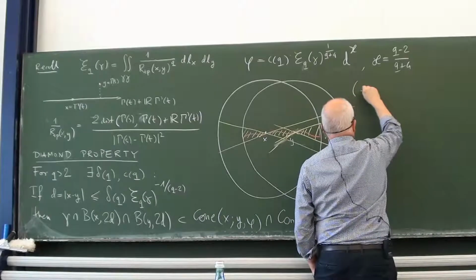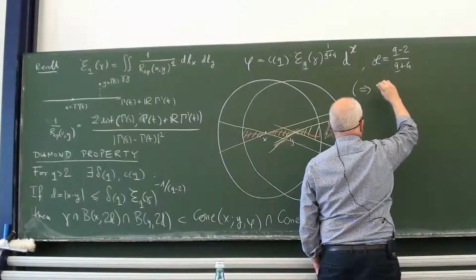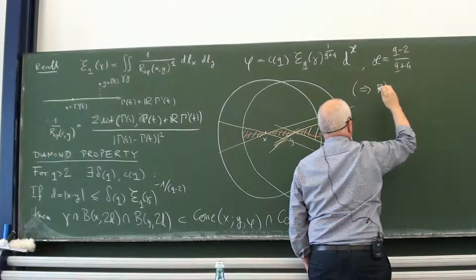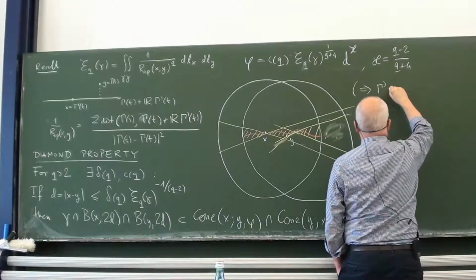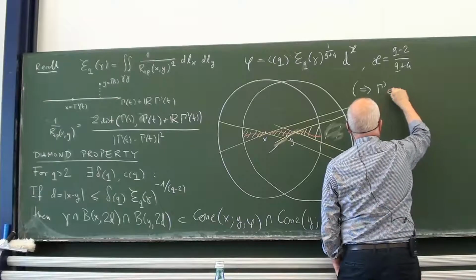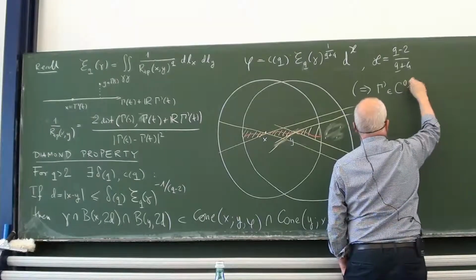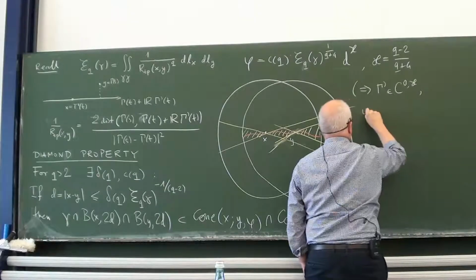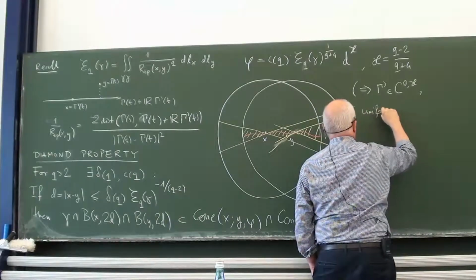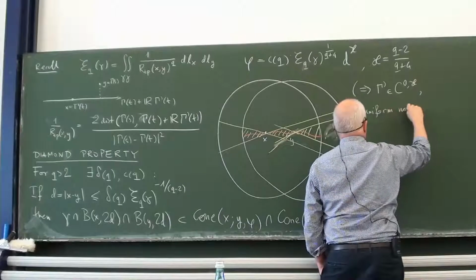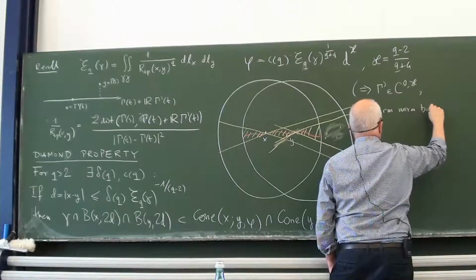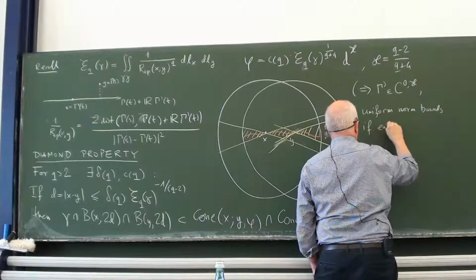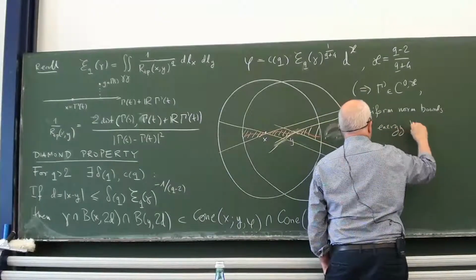And I also told you and tried to explain that this implies that the arc length parametrization is everywhere differentiable, with the derivative of class C^{0,kappa} and uniform norm bounds if the energy is bounded.